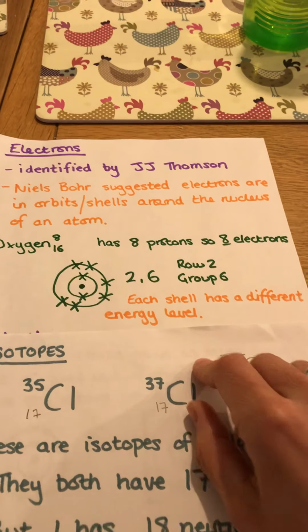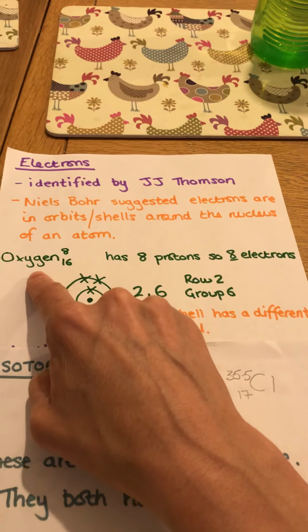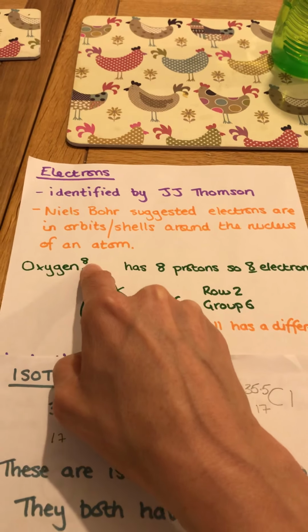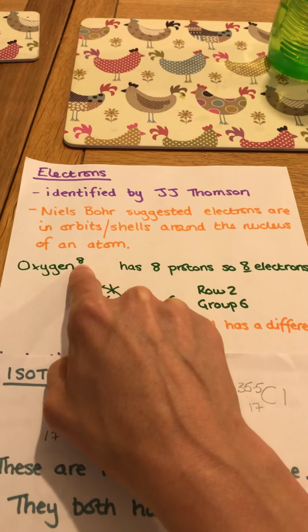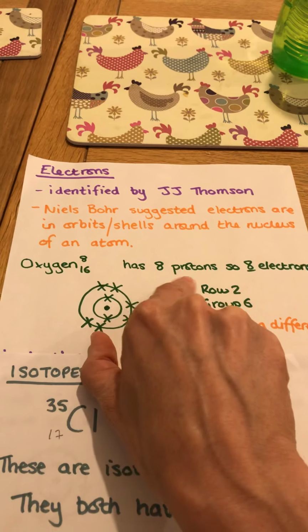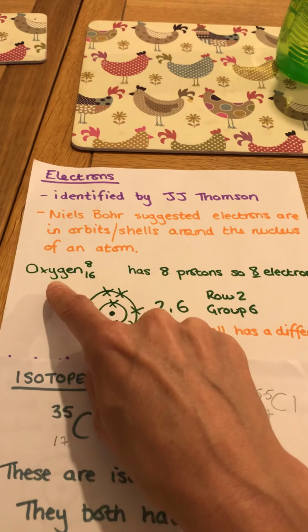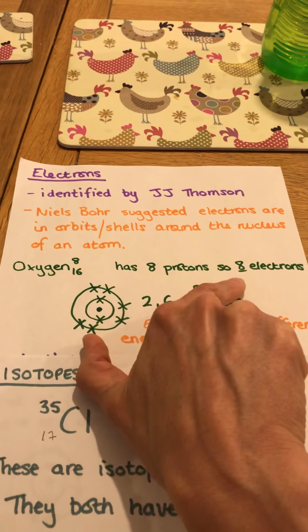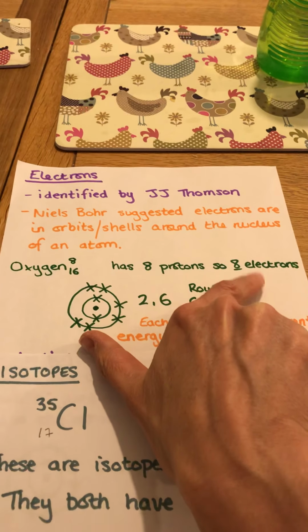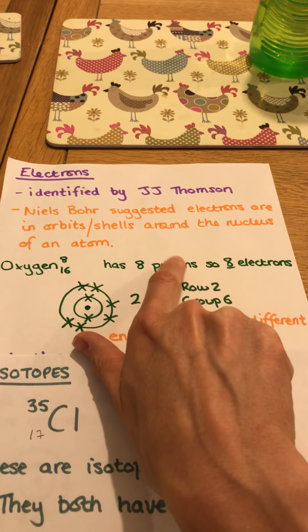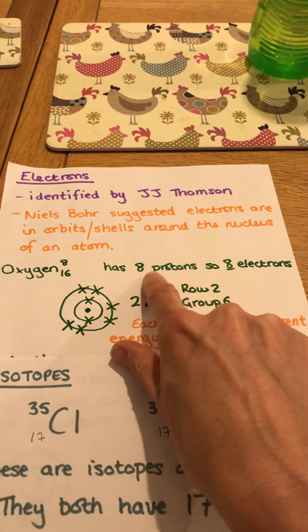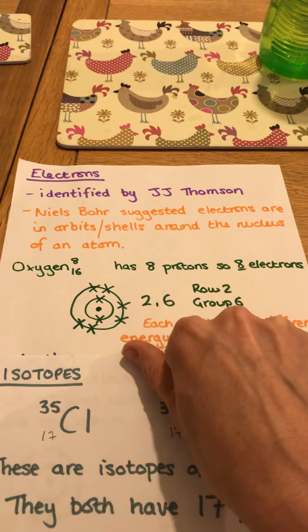Okay. So if we have a look at oxygen here, this time my numbers are the other way around. The smaller number, okay, tells me how many protons I've got. So I've got 8 protons. Now, because we're looking at an atom of oxygen, if I've got 8 protons, I've got to have 8 electrons, because when I talk about atoms, the number of positives and the number of negatives has to be the same to make them neutral. Okay?